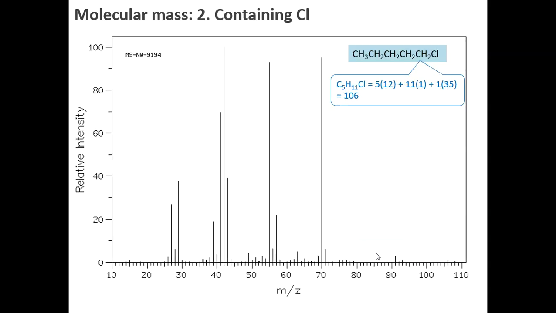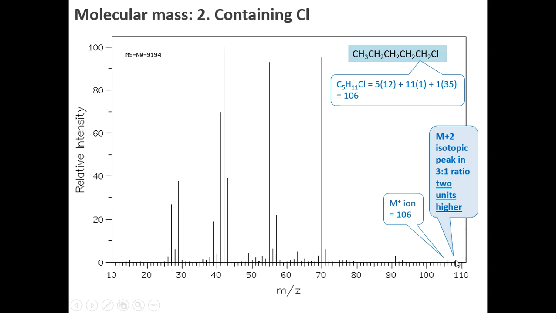Here's one containing chlorine. First of all, notice that the more abundant isotope is taken, so we count 35 rather than 37 when we work out the mass. Notice we take the lower one as the molecular ion peak, and the higher one as the isotopic peak, because 37 is not as abundant as the 35 isotope for chlorine. And notice they are 2 units apart. These fragments over here also contain chlorine because they also have this 3:1 ratio, 2 units apart. Although here these are 2 units apart, they're not in a 3:1 ratio, so these do not contain chlorine.